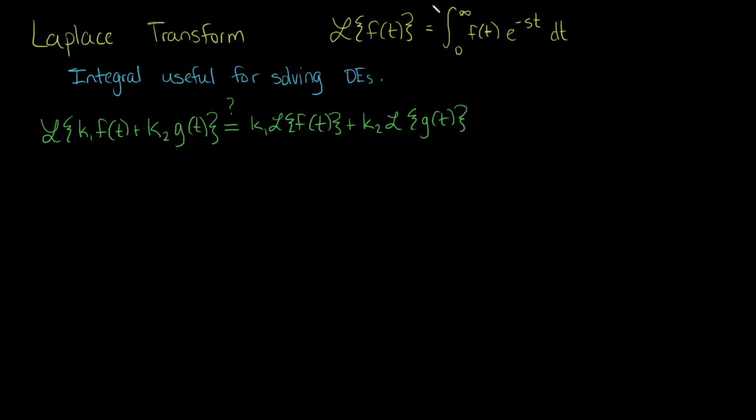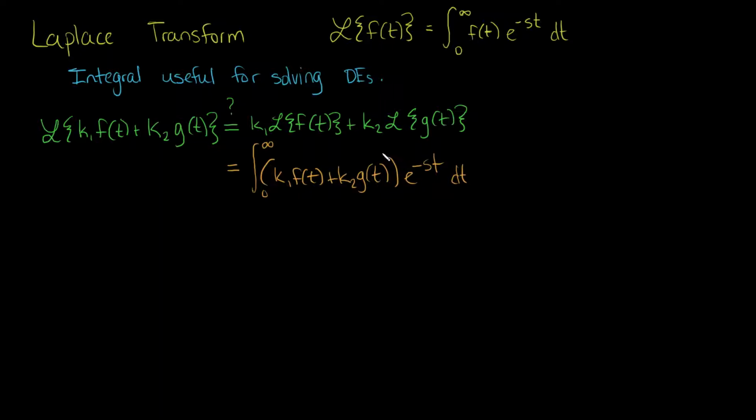Now let's actually prove that it's the case given the definition I gave you up here. The Laplace transform of this is going to equal the integral from 0 to infinity of the function, which in this case is quite big, so I'm going to use parentheses, k1 f of t plus k2 g of t. That's the entire function we're plugging in, times e to the negative s t dt.